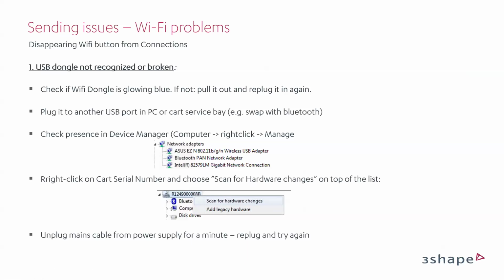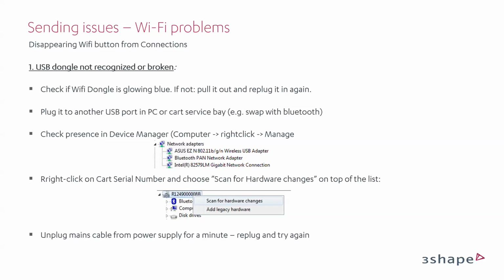Now, sending issues that may be caused by Wi-Fi problems. The first thing you need to check is whether the USB dongle is not recognized or is broken. Check if the Wi-Fi dongle is glowing blue. If not, pull it out and replug it, or use another. You may also plug it into another USB port, on the PC or card or mobile device, for example swapping with the Bluetooth. So you need to proceed with a cross-check test like that.